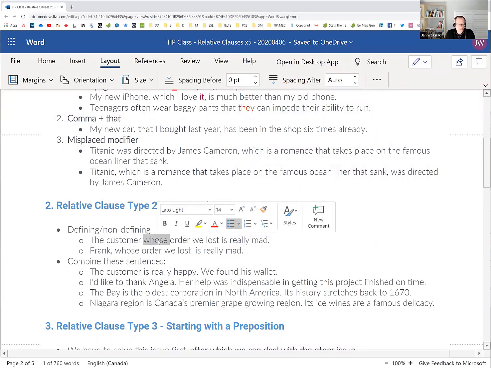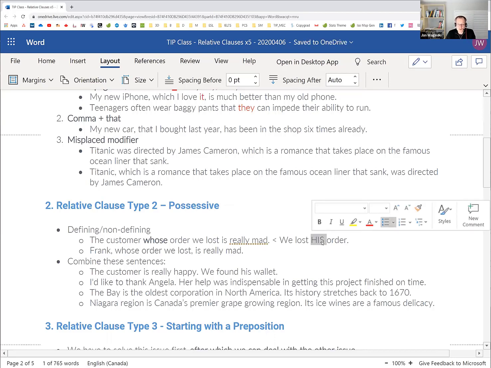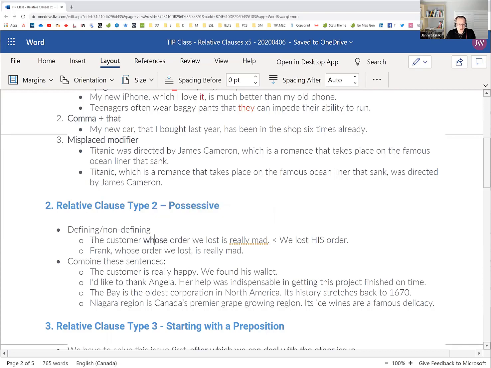Whose is possessive. It's like his or her or our, but this is the relative pronoun version. It's like we lost his order. So if you're in a situation where you're using this kind of pronoun, his, her, our, their, and you're looking to transform it to a relative clause, it's going to be this version. And this is for people, this is for things. There's only this single word that you need to know. And again, we've got defining and non-defining versions.